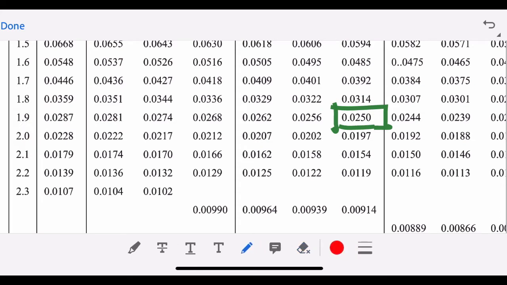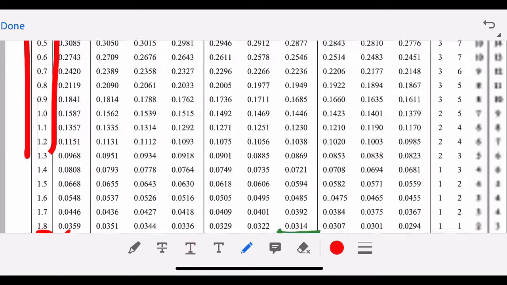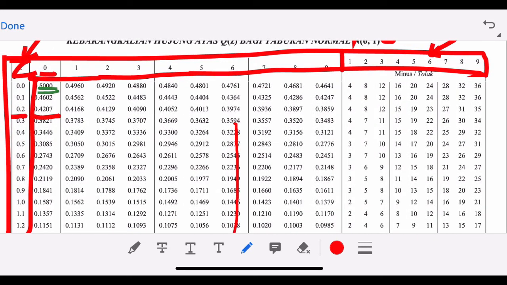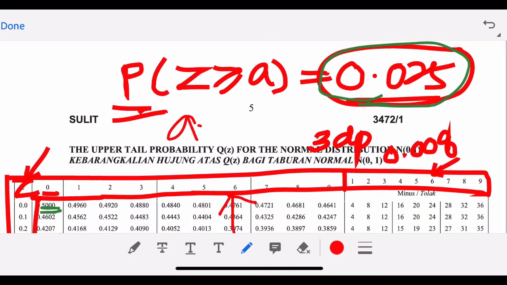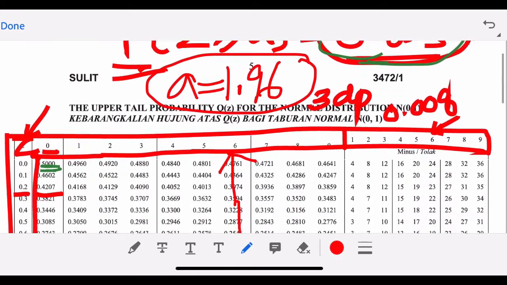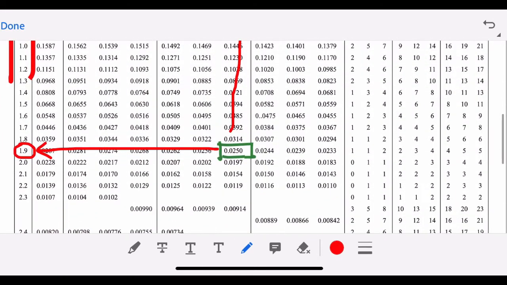You must use your ruler. If not, you will overlook it. So 1.9 what? We have to use a ruler, drawing a line up to the L shape there. 6, right? It's 1.96. That's it, very simple. Just write A is 1.96, no need to write the probability. So, a positive value.